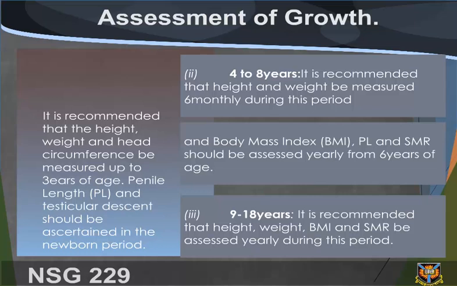2. 4 to 8 years. It is recommended that height and weight be measured 6 monthly during this period, and body mass index, BMI, PL, and SMR should be assessed yearly from 6 years of age.